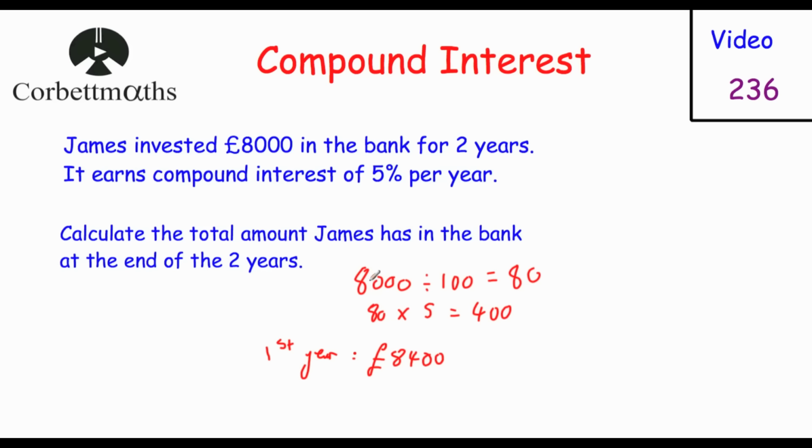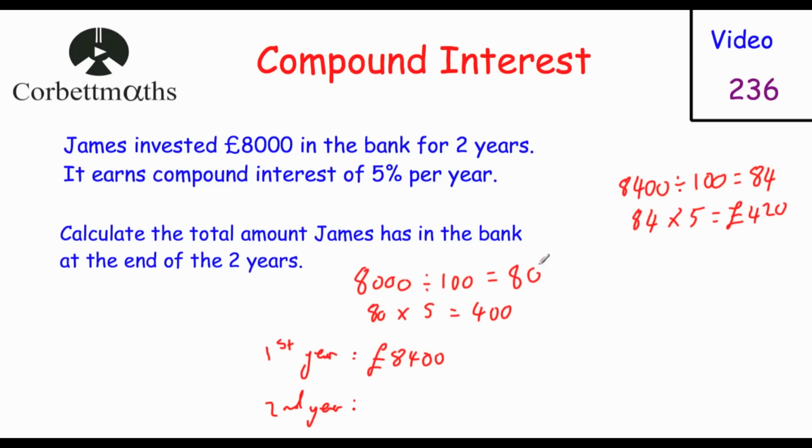Now to see how much money James has at the end of the second year, we now need to work out 5% of this and add it on. So if we take our £8,400, because that's how much he has, divide that by 100, we get £84. And then if we take our £84 and we times that by 5, we get 5%. So 84 multiplied by 5 is equal to £420.